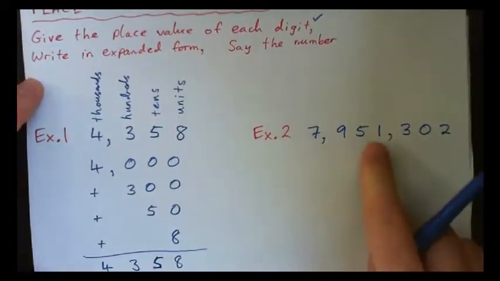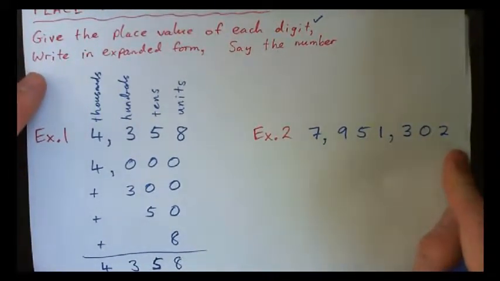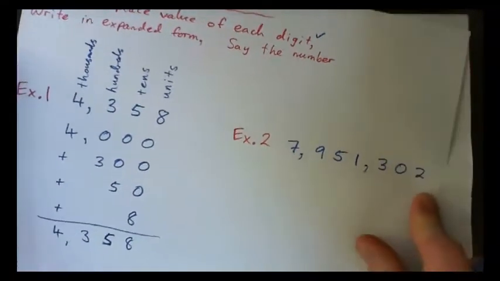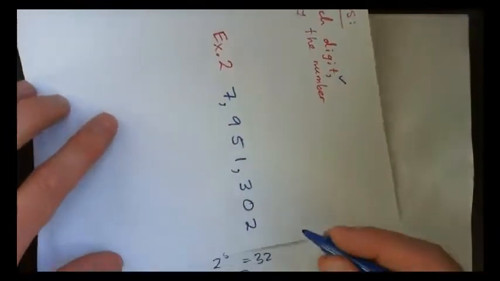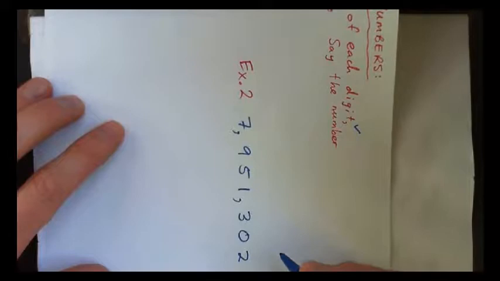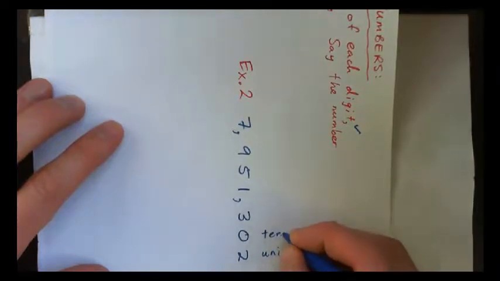Okay, so this one, can you say the number on this one? Can you say it? Okay, well, we'll get to that. Let's just have a bit of practice, write out each of the types of digits we have here. At the very end, this is units, right? So we have 2 units, right? And what's this digit? That's a 10, isn't it? So we have 0 tens.